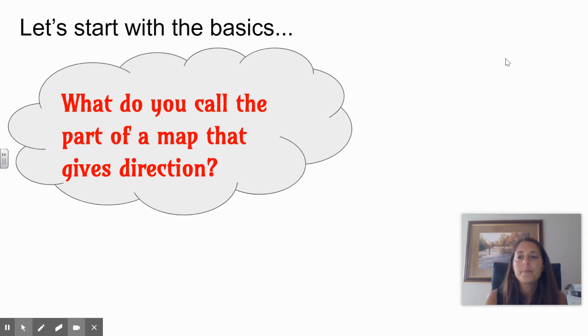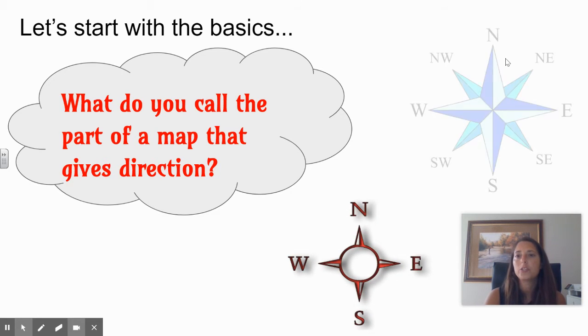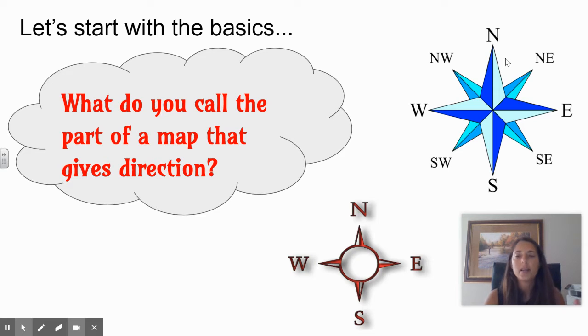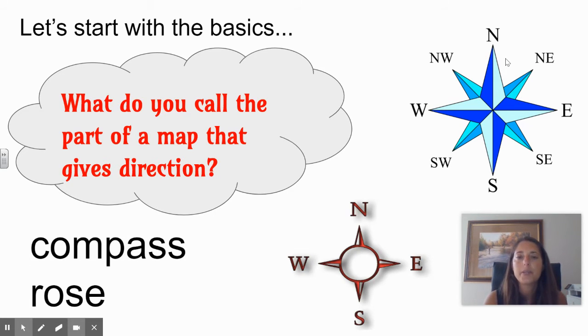All right, some basic vocabulary that we need to cover. The first thing: what do you call the part of a map that gives direction? So here are some examples of what you might see on a map that lets you know which way is north, south, and whatever. This is called the compass rose. And the compass rose can give our 4 cardinal directions, north, south, east, and west.